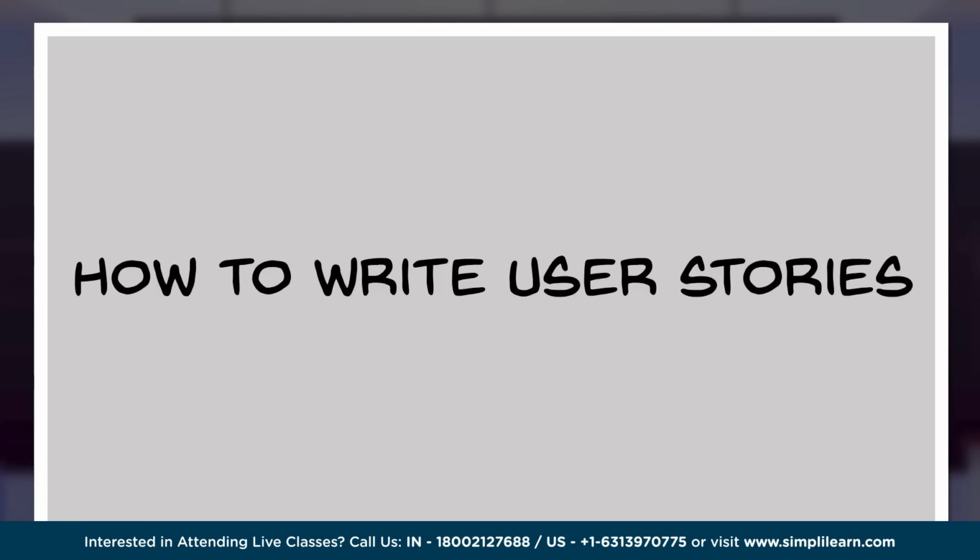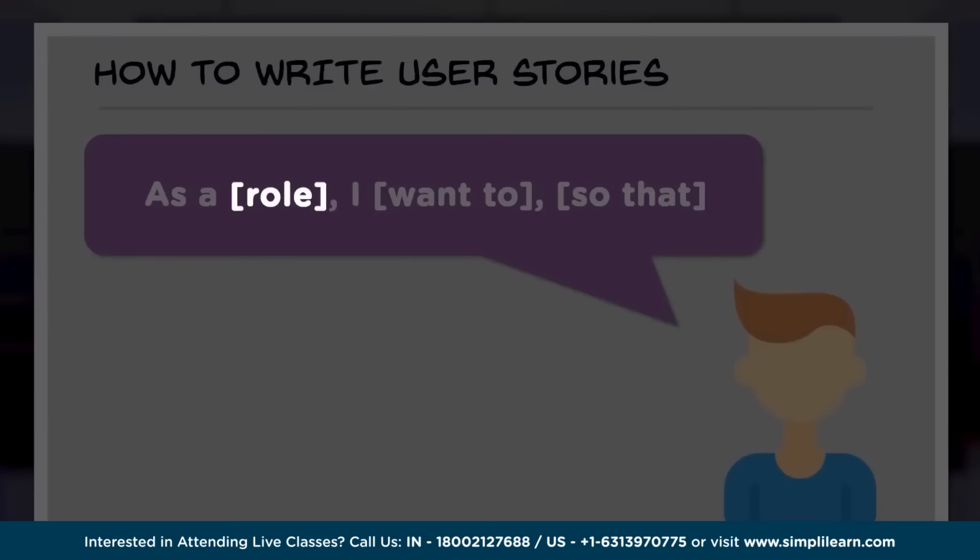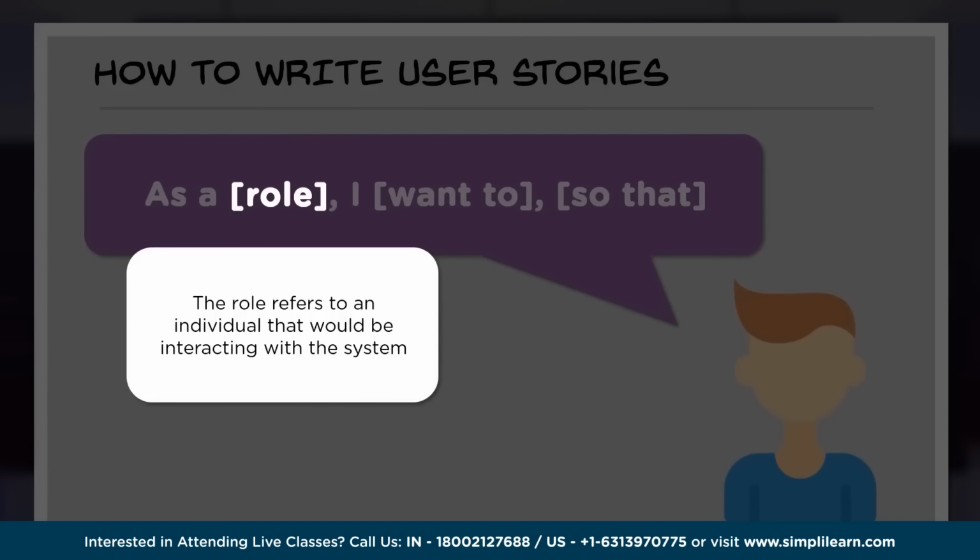So then how to write a user story? This is a very important point to look at. Writing user stories comes with a specific template in simple language. So what is it? As a role, I want to, and you keep filling it. Typically, role means the specific user role who would be using that particular product, whose requirements are being fulfilled. The name of the role we are going to put here. The role refers to an individual that would be interfacing or interacting with the system.